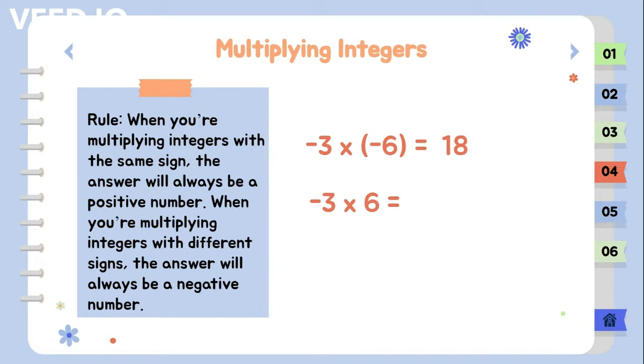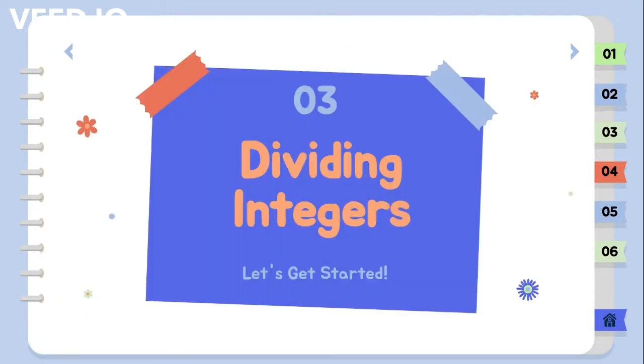For the second one, it's negative 3 times 6. However, watch out for the signs. In negative 3, there is a negative sign, while in the 6, there is a positive sign. So the answer shall be negative 18. So that is the difference.